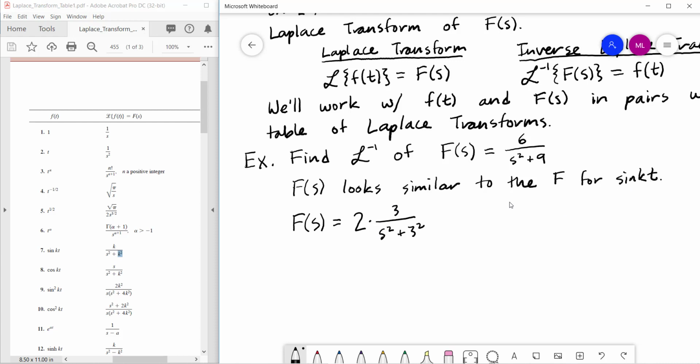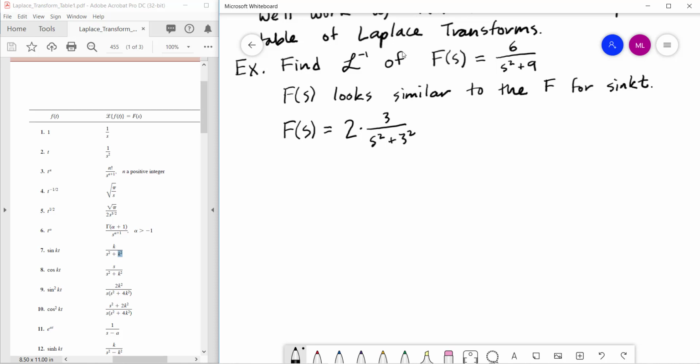And so we just need to be wary of what we do with this 2. Well, because of what we talked about in the last video, the Laplace transform is a linear transformation. So sums of things transform: if you take the Laplace transform of a sum, it's the sum of the Laplace transforms. If you have the Laplace transform of a constant times a function, it's that same constant times the Laplace transform of the function.